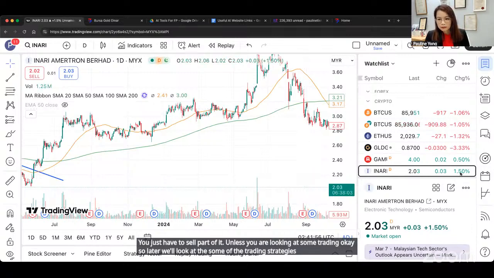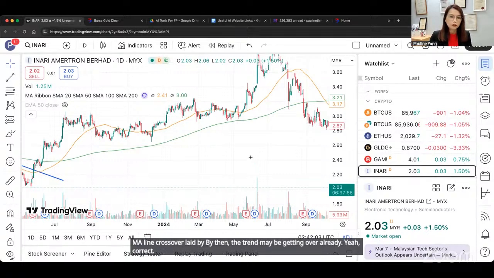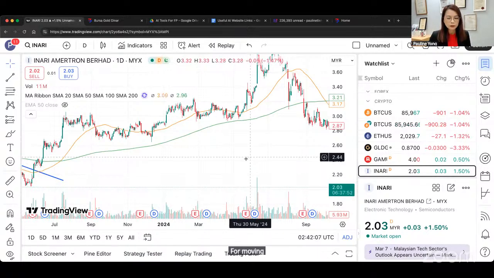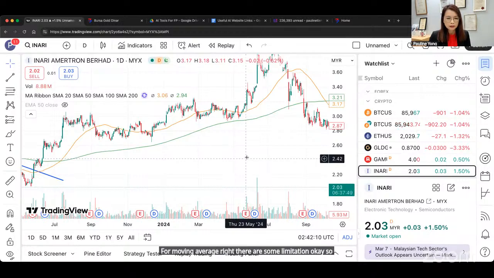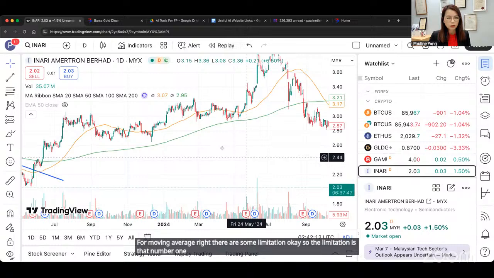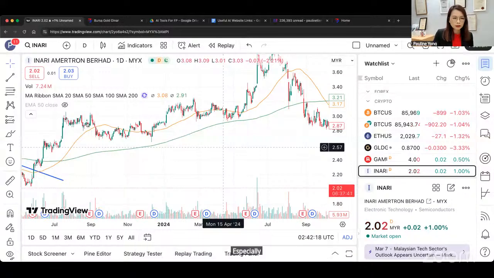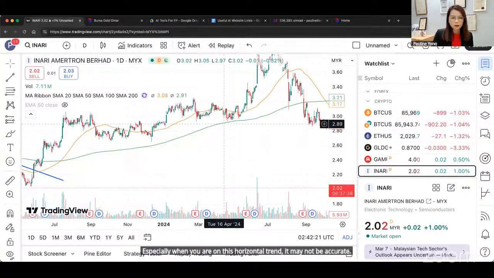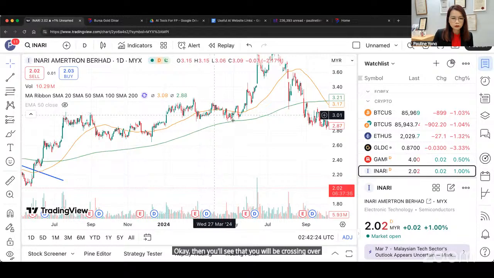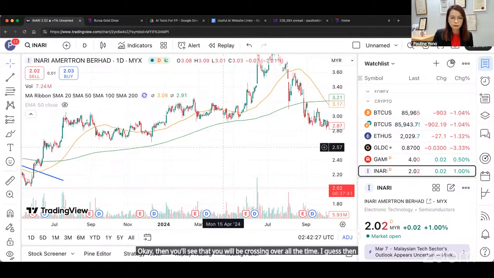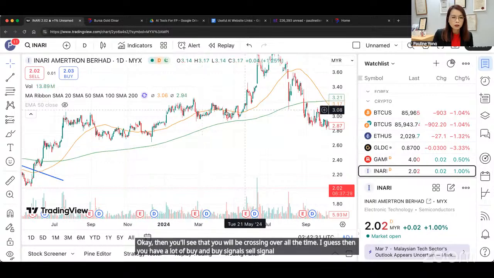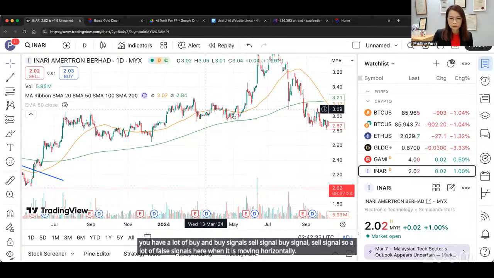Okay, sometimes the MA line crosses over late, but by then the trend may be getting over already. Yeah, correct. That's why for moving average there are some limitations. Number one, it is not very accurate when it is on a horizontal trend. Then you will be crossing over all the time, so you have a lot of buy signal, sell signal, buy signal, sell signal. So a lot of false signals when it is moving horizontally. That is the biggest disadvantage.